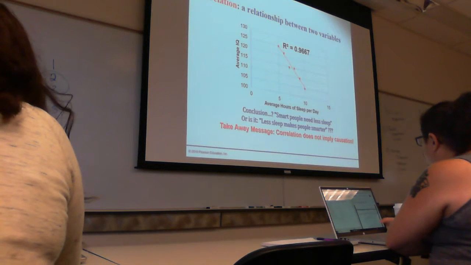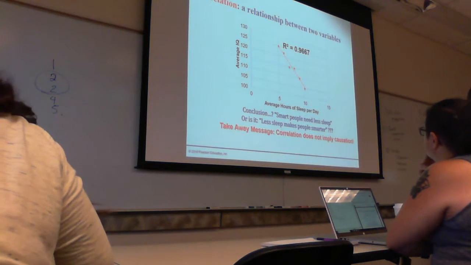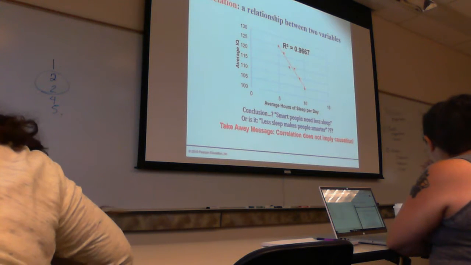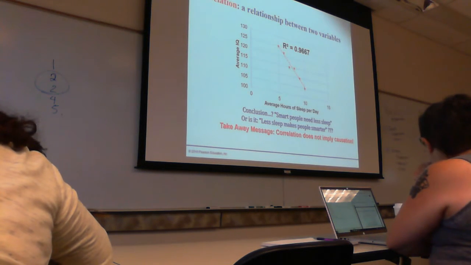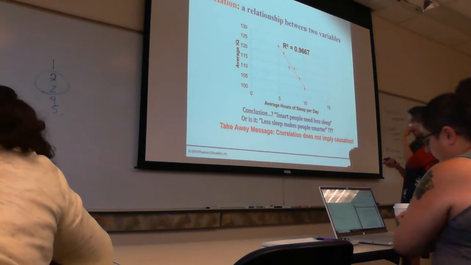So the idea here is the difference of correlation versus causation. Remember that phrase, correlation does not equal causation? Just because something is correlated doesn't mean that there's a cause. So the takeaway message is that correlation does not imply causation.